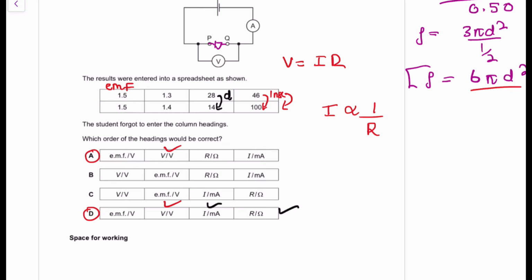And if the current is going to decrease, we know that now the voltage also, in that same regard, has to increase, because like I've said, the resistance has increased, the voltage will also increase, and the current would have decreased. So the correct answer has to be D.